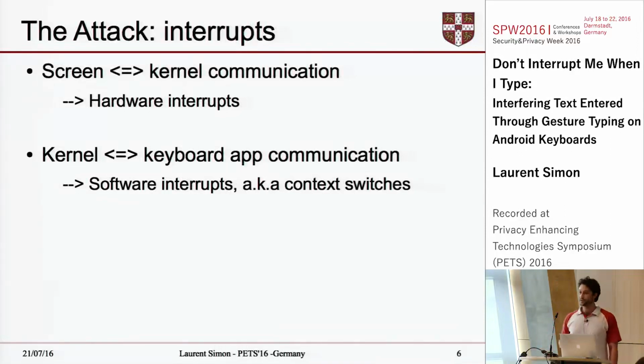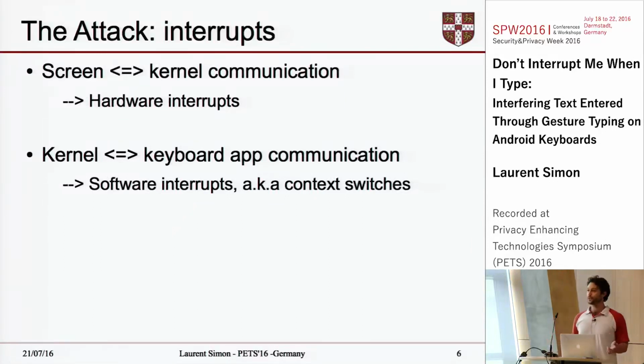There are two things that make the attack possible. The first is that every time you move your finger on the screen, the screen reports the finger position update to the Android kernel, and this is done through the generation of hardware interrupts. So the number of hardware interrupts received does in fact leak some amount of information about what users have typed.